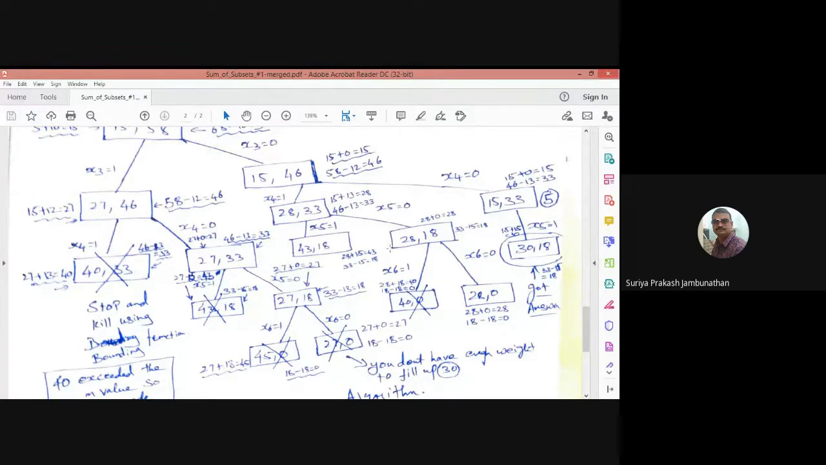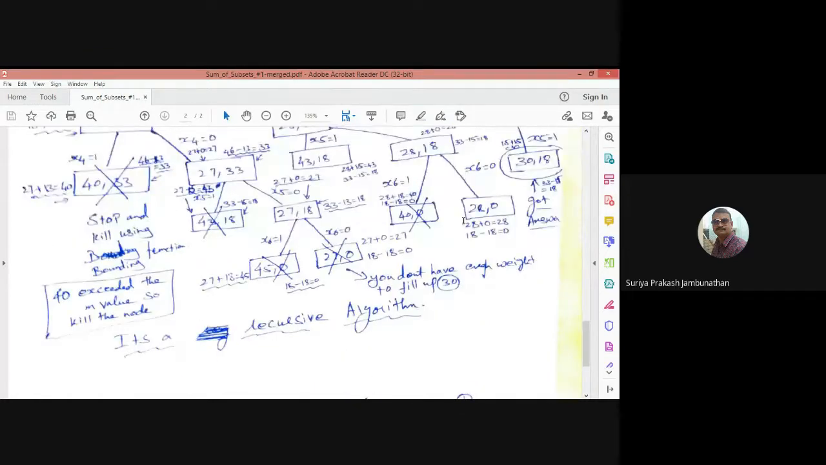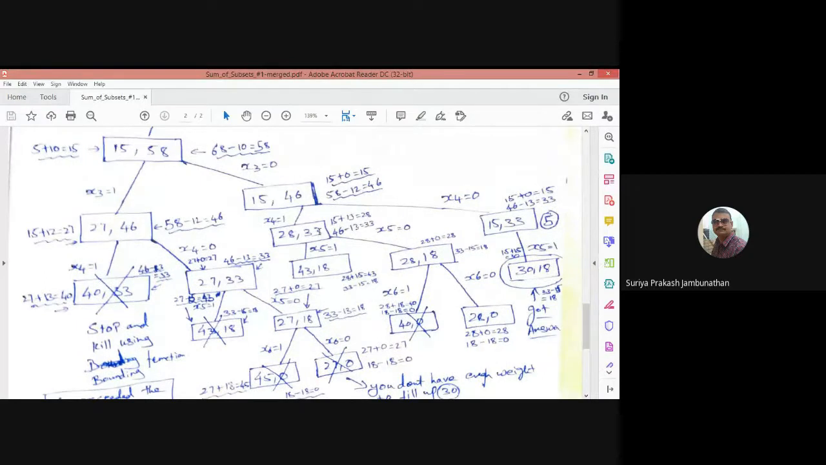While not considering x6, 28 will remain as it is, and the weight will come from the previous one. So 28 plus 0 is equal to 28, and 18 minus 18 is equal to 0. When taking this particular node, it will not reach the final node. From 28 we are not able to reach 30 because we have to add 2, and 2 is not available in the problem. So according to this condition, the condition fails, so we omit this node too.